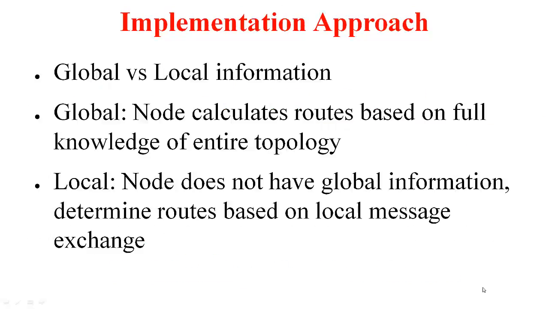Yet another approach is global versus local information. In global information, each node determines the entire topology information and then calculates routes based on this. By the way, this is not centralized. This can still be distributed, where each node via appropriate message exchange can gather information about the entire topology and calculate the routes. In local information exchange, nodes do not have global information, but based on the message exchanges, they can still determine routes to the destination.